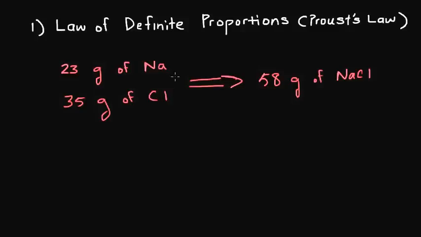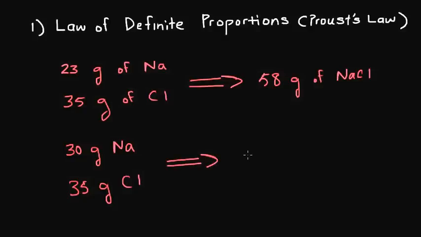We've got 58 grams of stuff on this left-hand side. We should end up with 58 grams on the right-hand side. Okay, that's easy enough. But what happens when we add 30 grams of sodium to 35 grams of chlorine? So increasing the amount of sodium by 7 grams.